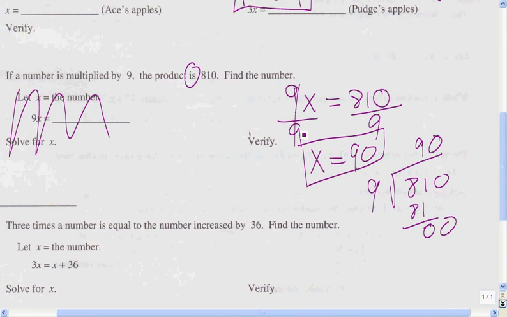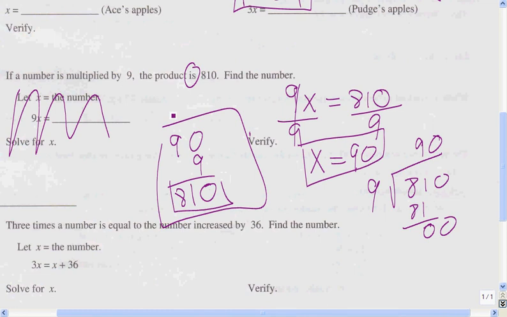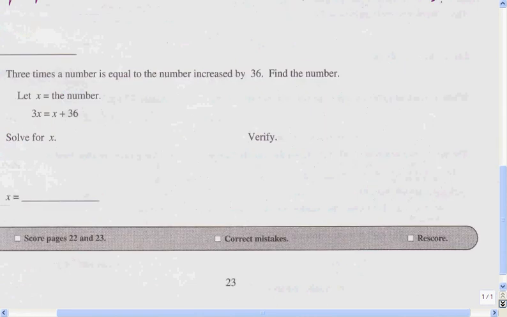So 90 times 9, according to our answer, should equal 810. So 9 times 0 is 0. 9 times 9 is 81. Yep, it equals 810, so we know that that's the right answer, and that's how you verify it. You plug in your answer to your original equation, and if you get the same number on both sides, then your answer is correct.